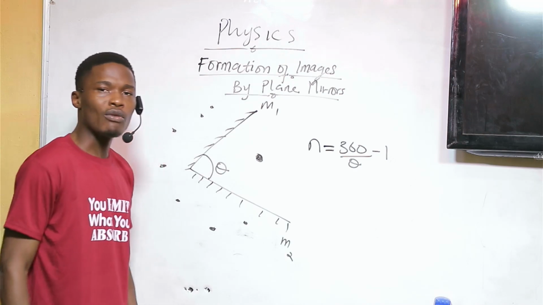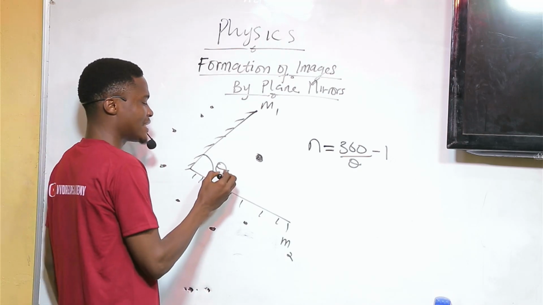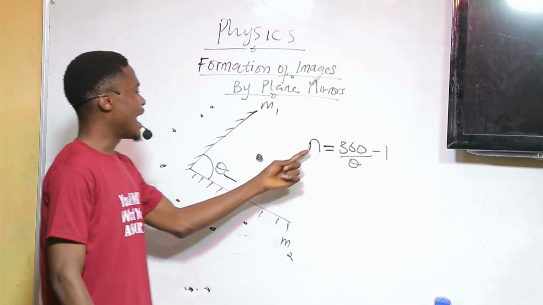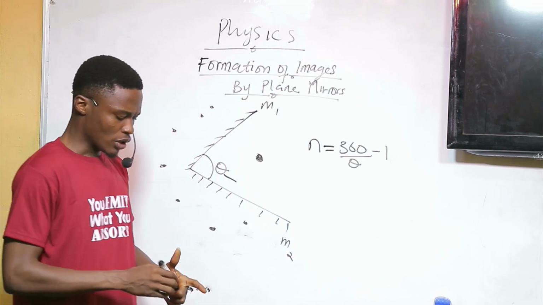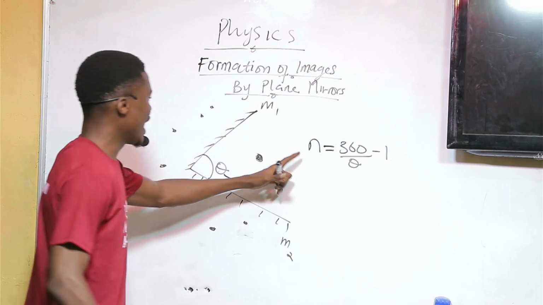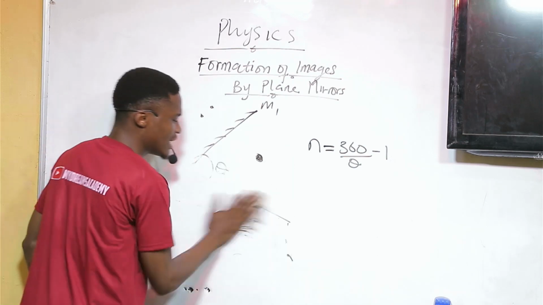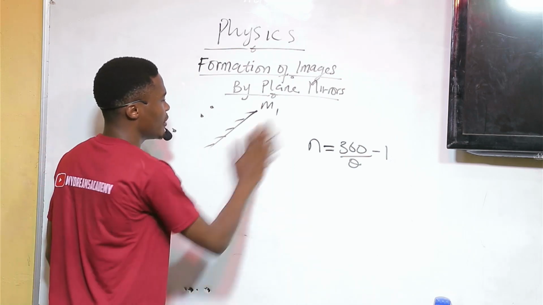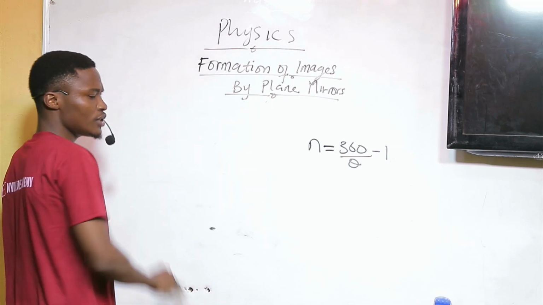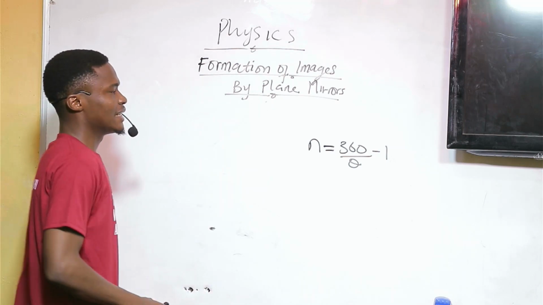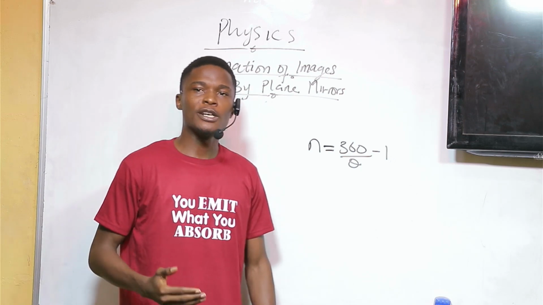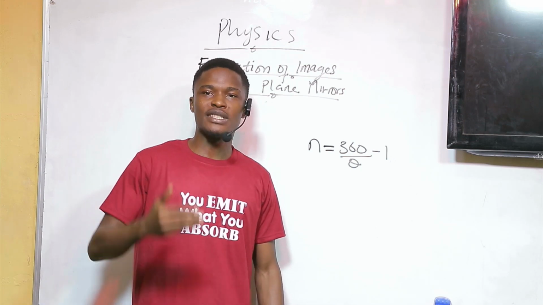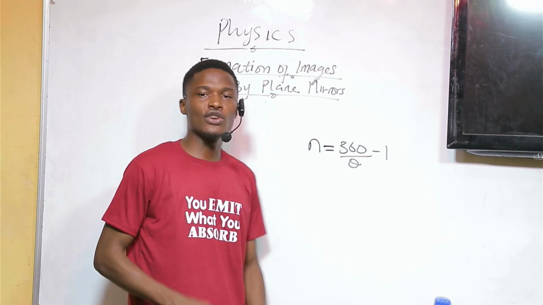That will give us the number of images. Remember, theta is the angle of inclination, and N is the number of images formed. Let's use this formula and take an example to see how it can be used. Imagine a question says that we should find the number of images formed when the angle between two mirrors is 60 degrees.